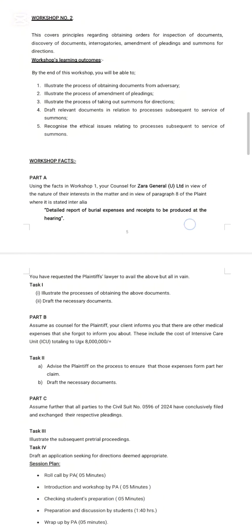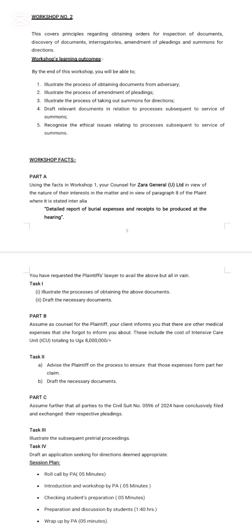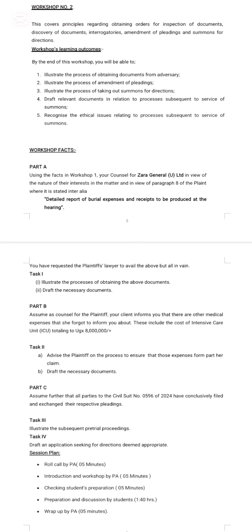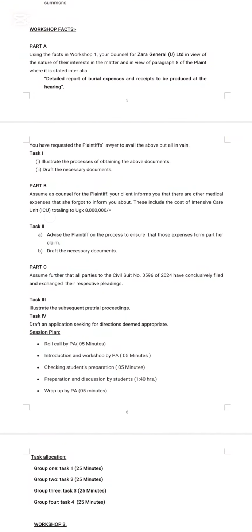So by the end of this workshop, you will be able to illustrate the process of obtaining documents from an adversary, illustrate the process of amendment of pleadings, illustrate the process of taking out summons for directions, draft relevant documents in relation to processes subsequent to service of summons, and recognize the issues relating to processes subsequent to service of summons. Part A.